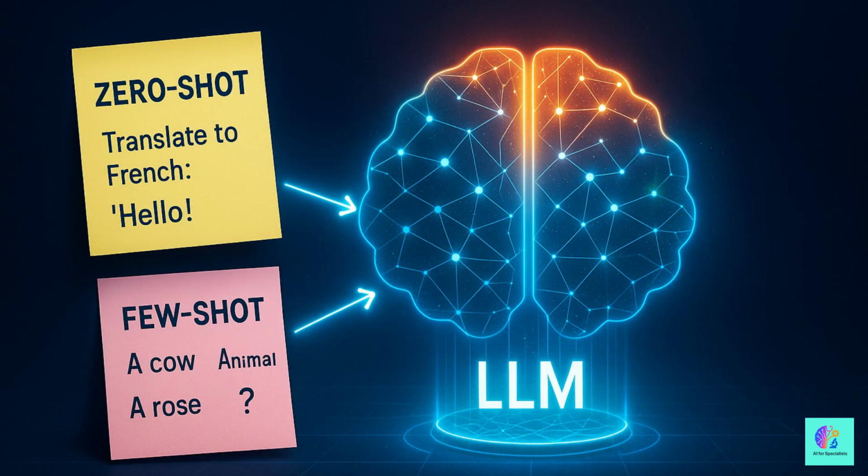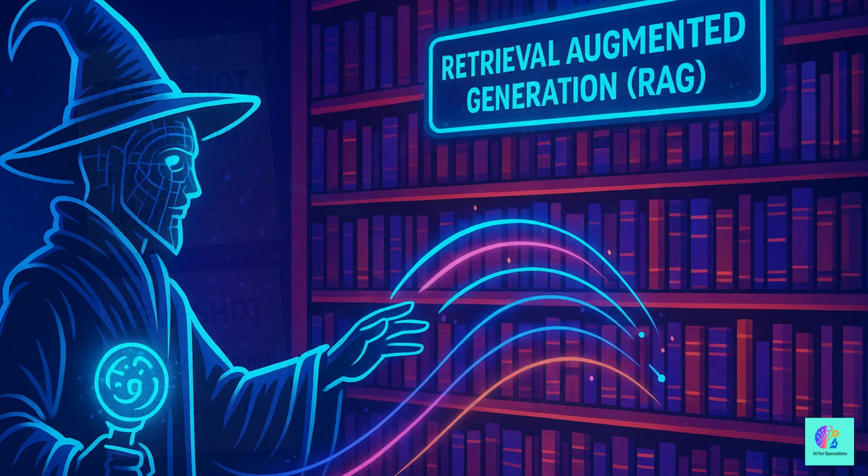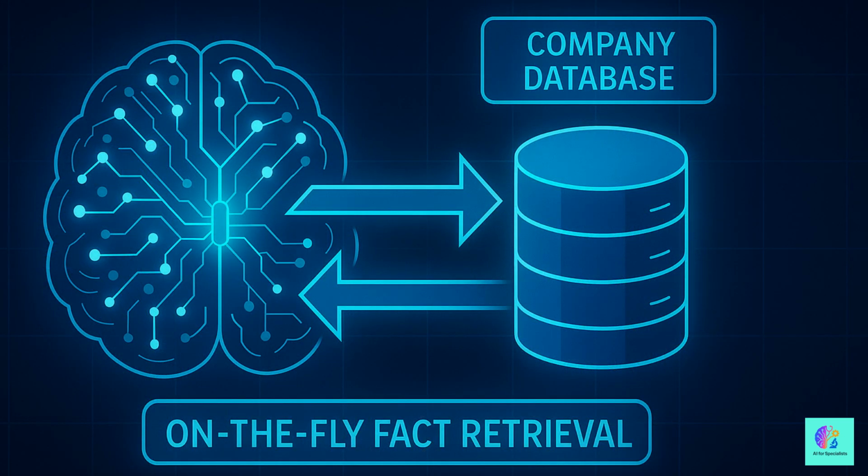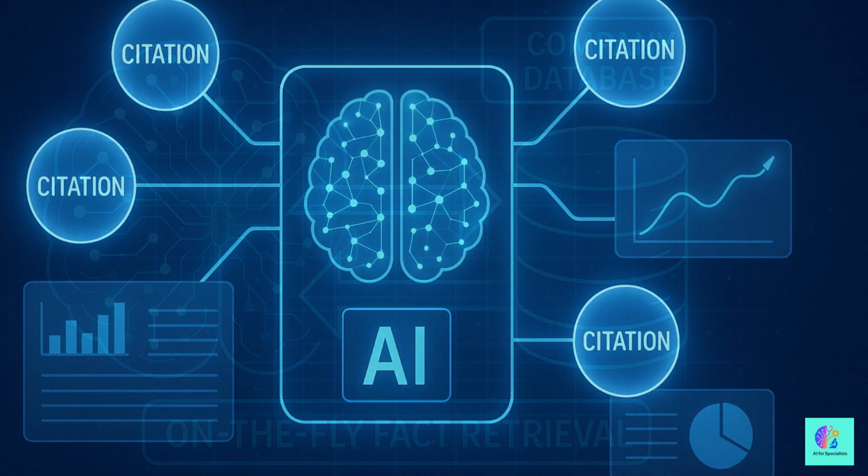But for deeper stuff, or to stop it making things up, hallucinations, you use Retrieval-Augmented Generation, RAG. RAG connects the LLM to external knowledge, like your company's database, when it's generating the answer. Ah, so it looks things up on the fly. Basically, yes. It retrieves relevant facts, then uses those facts to write its response. Much more grounded, and you can cite sources.